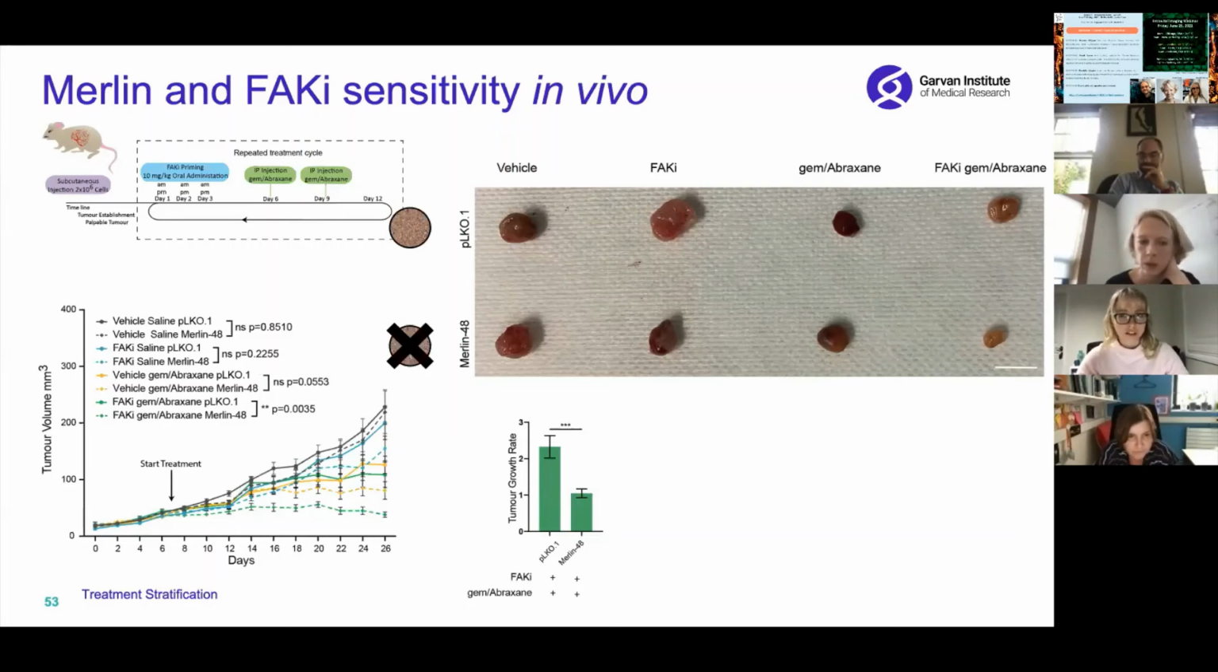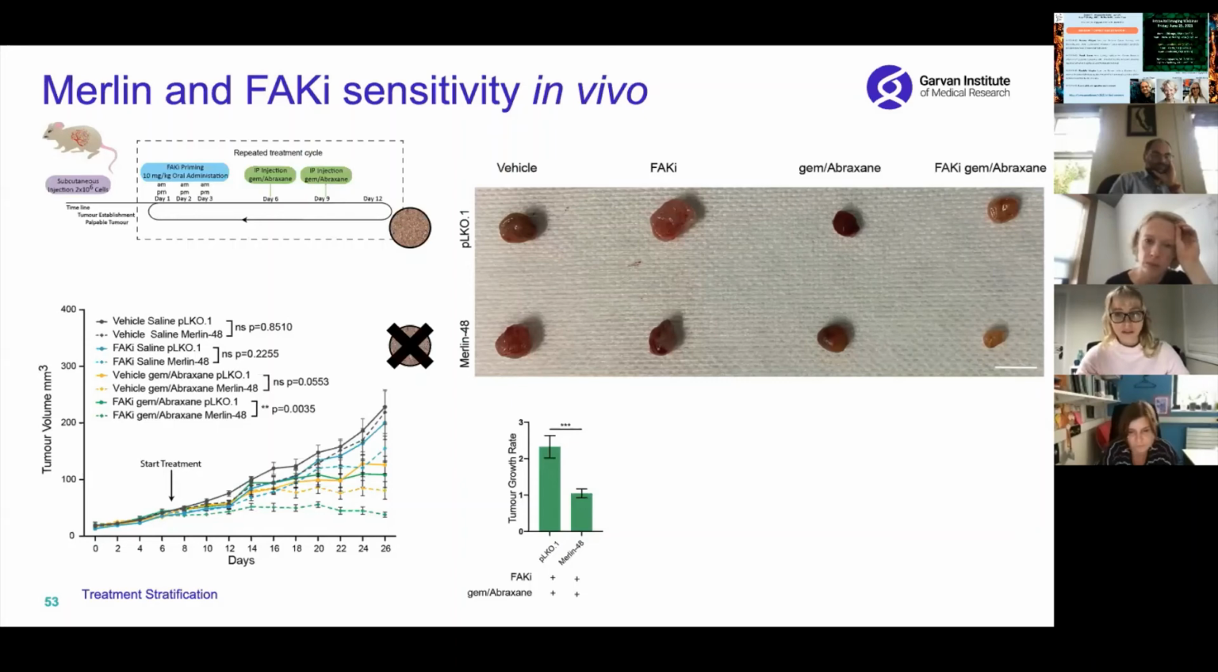So I know this graph is considerably more confusing than it needs to be. However, if we just focus on this bottom line here, we can see that in a previously insensitive line, by knocking down Merlin and pre-treating these cells with FAK inhibitors prior to chemotherapy, we've now managed to successfully stabilize disease.